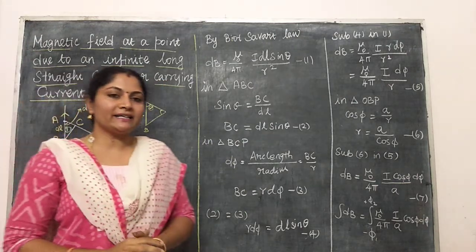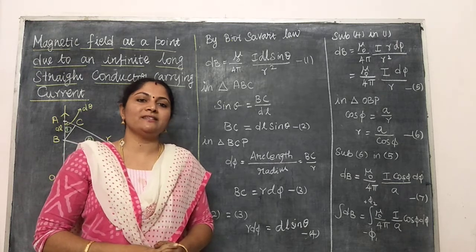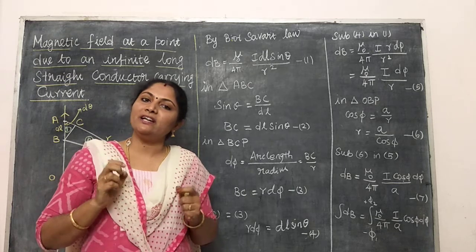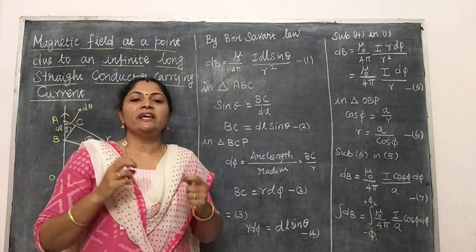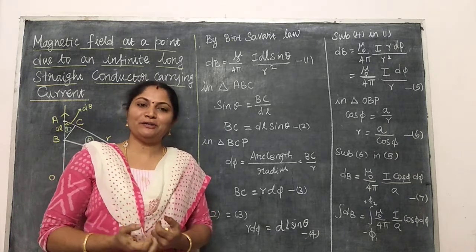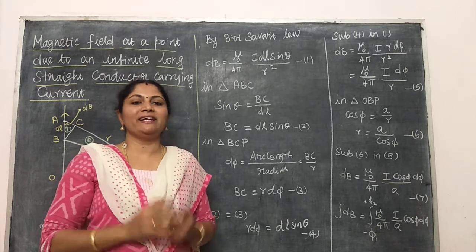Generally, we know what a straight conductor is. Infinitely long straight conductor means the length of the conductor is very much greater. In its surrounding, what is the magnetic field produced? That only we are going to calculate, using the Biot-Savart law.